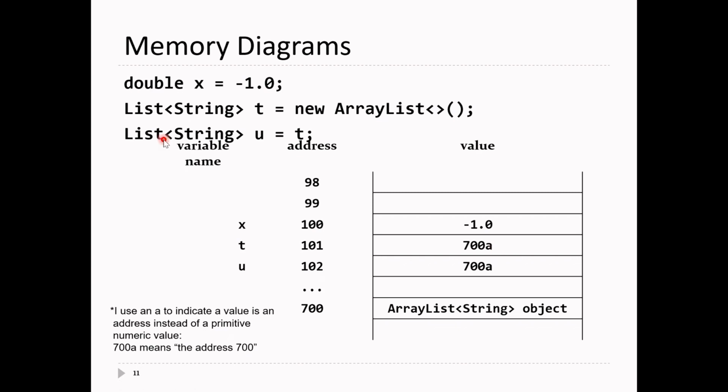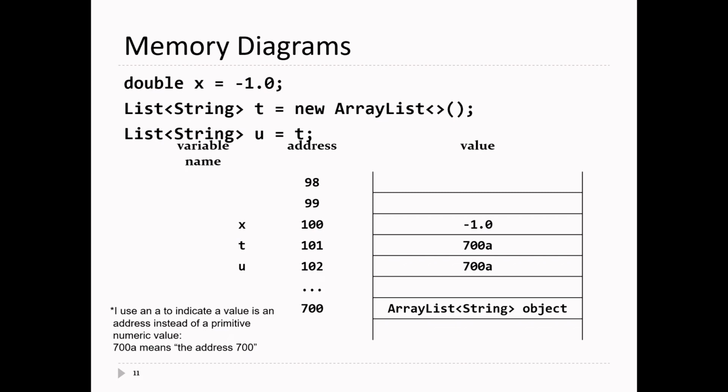On the next line, we make another variable u, and we say u gets the value of t. That's what the assignment operator means in most programming languages. It means that thing gets the value of the thing on the right-hand side. And so what are values in Java? Well, it's this column sitting out here in the third column. So when you say u gets the value of t, then u literally gets the value of t. So the value of u is also 700A.